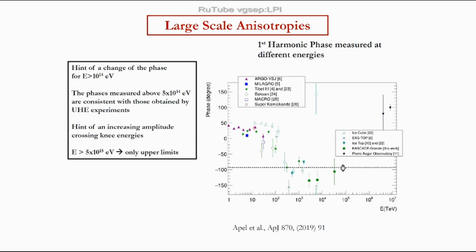Together with the amplitude of the dipole, we can measure the phase of the dipole. And what is interesting is that we have a flip of the phase above 10^14 electron volts. So approaching the knee energy, the phase of the harmonic changes in the direction of the galactic plane. While at the Auger energies, again, we have a change in the phase of the anisotropy. So this is an indication that we have something interesting happening at the energy of the knee. And we need more and more data at these energies.